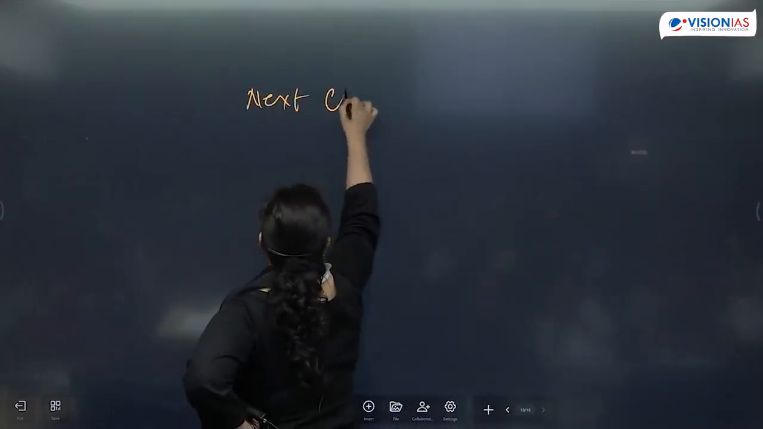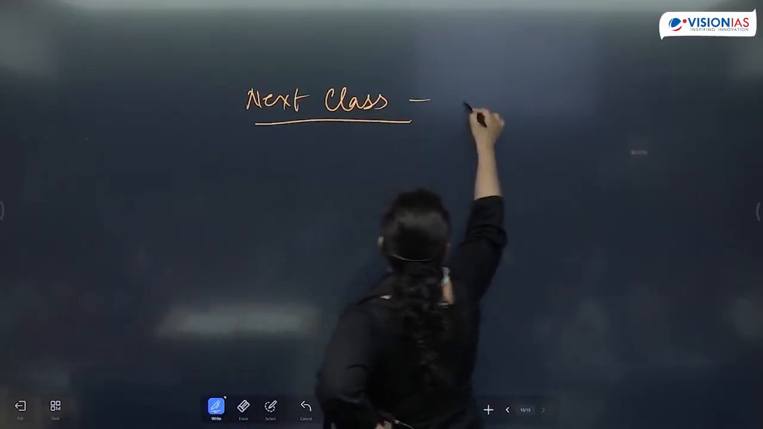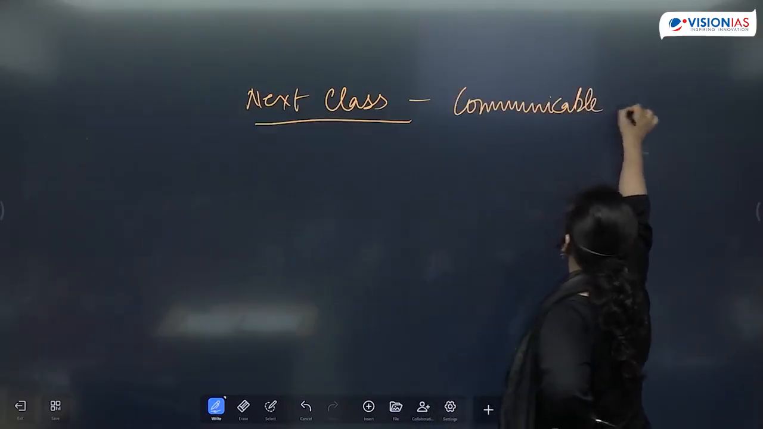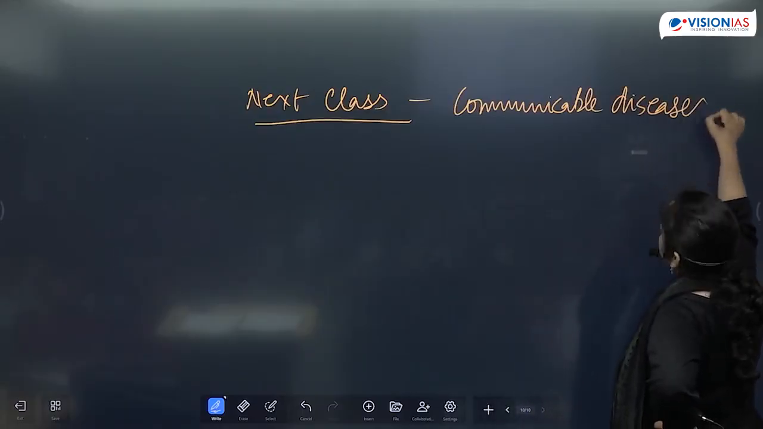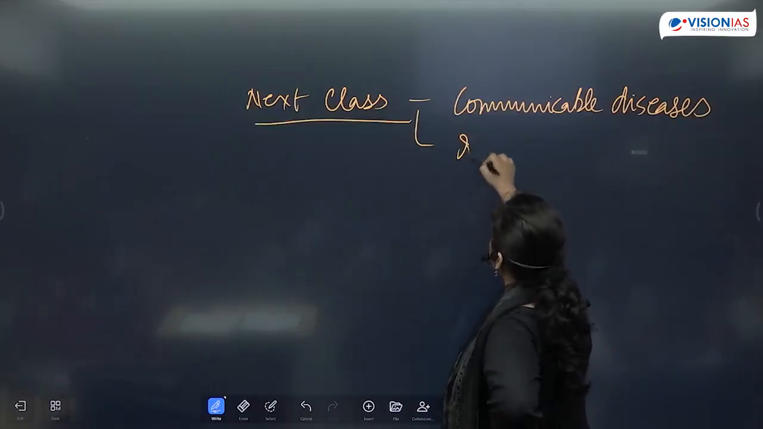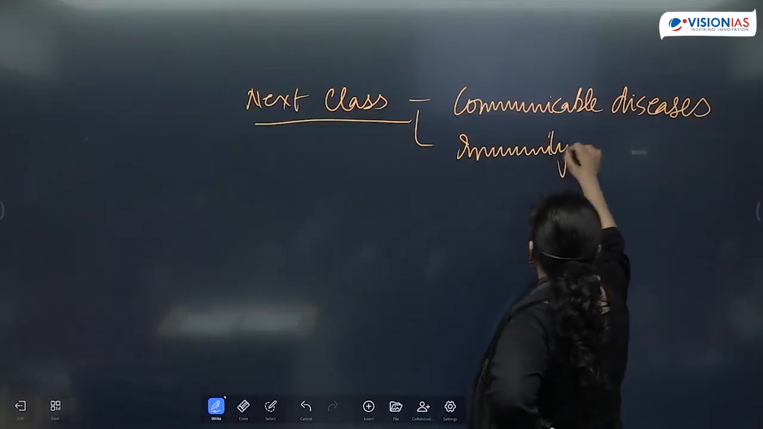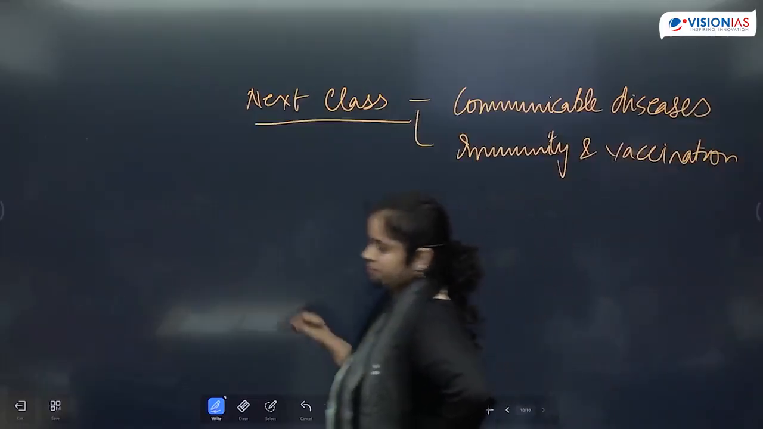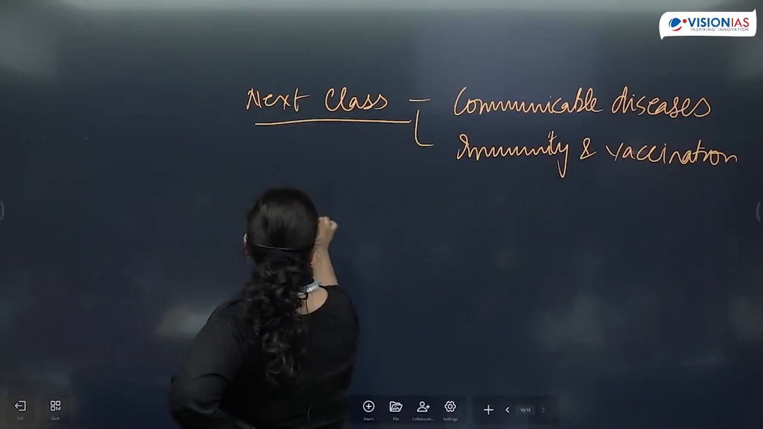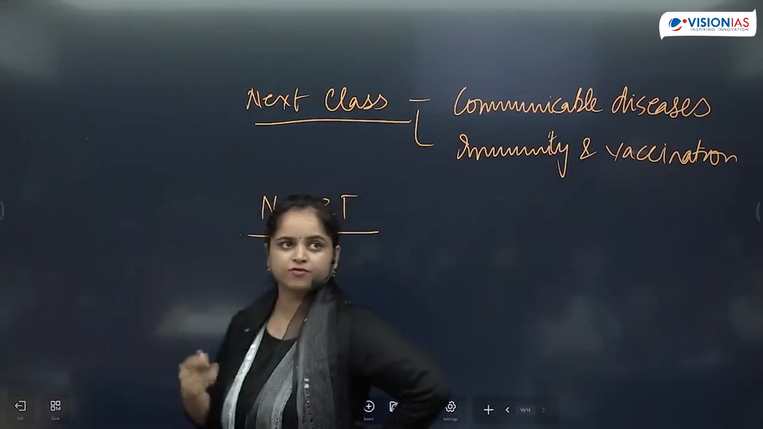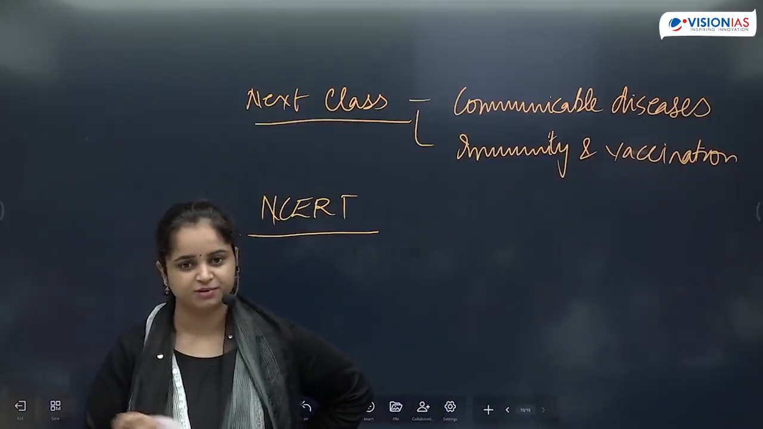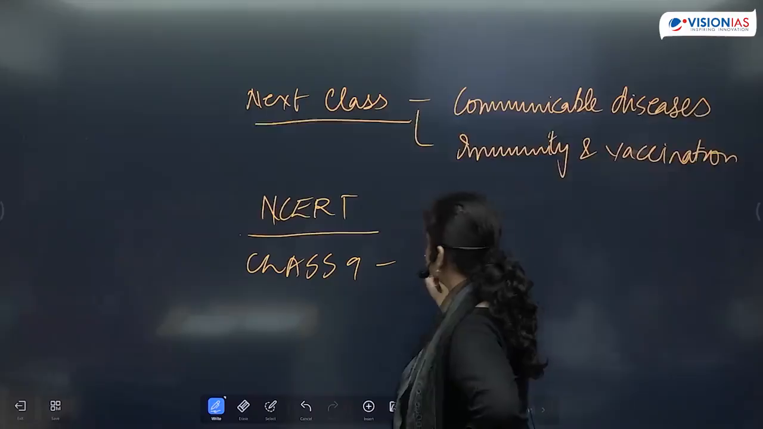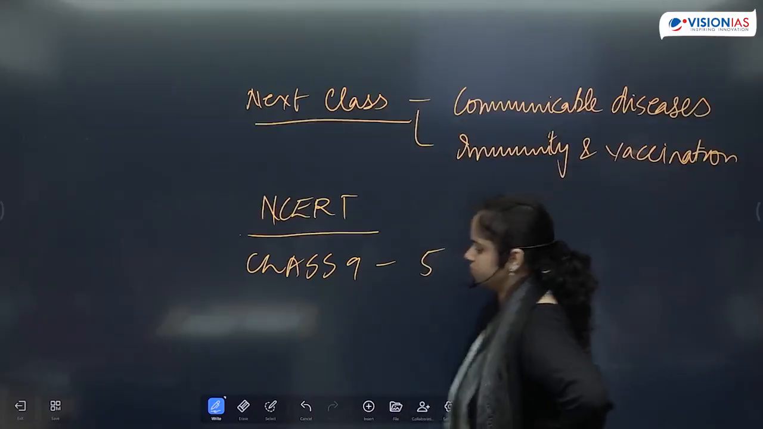In our next class, we'll start with communicable diseases. And after that, we will do immunity and vaccination. From your NCERT, I forgot who asked me, but I'm going to tell a chapter from class 9th. Okay. Cell का chapter class 9th में ही है, chapter number 5. So you can go through this chapter.